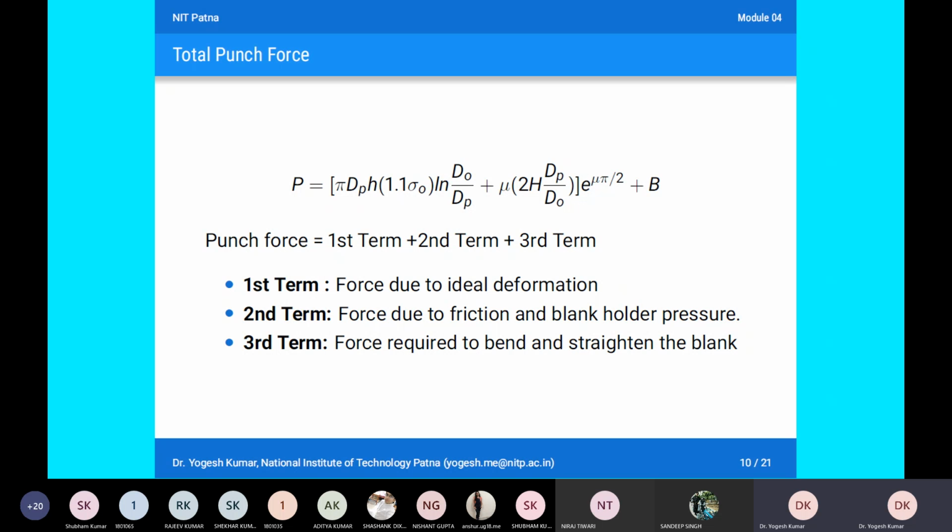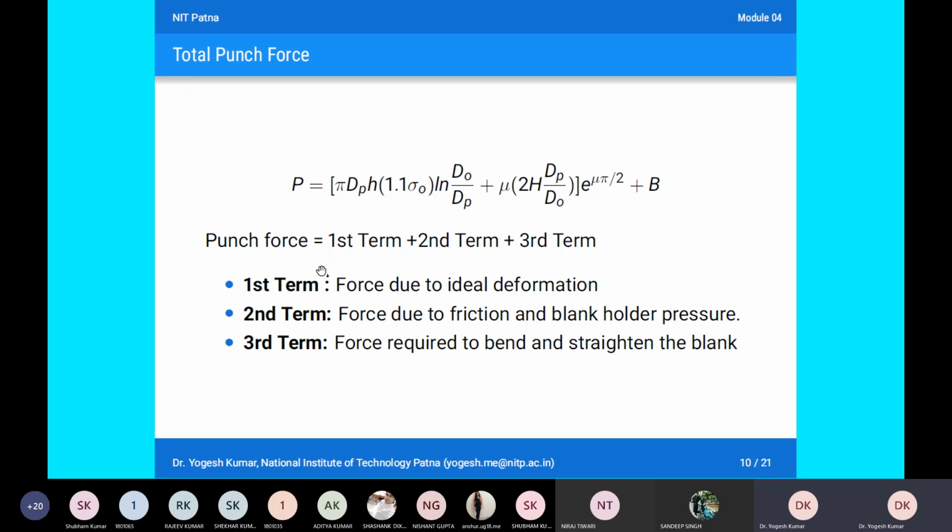Then we have the second term, that is the total punch force. How can we calculate the total punch force? I am not going into the detail of how this formula has been calculated. We have to simply remember this formula. It has three terms. This is the first term, then the second term, then the third term. The first term is pi dp h under bracket 1.1 sigma 0 natural log of do upon dp.